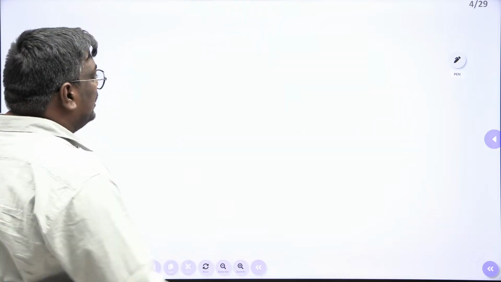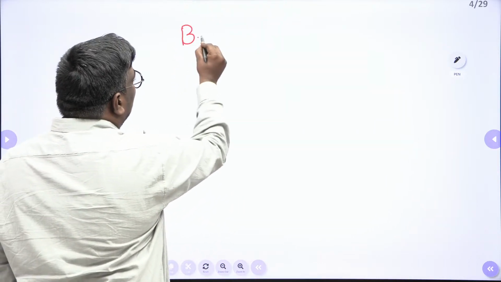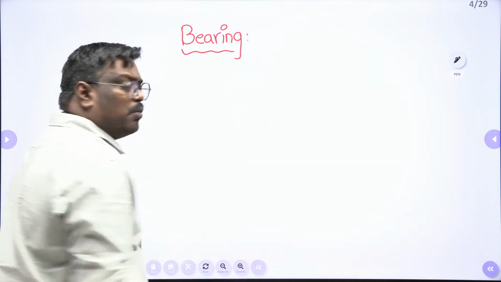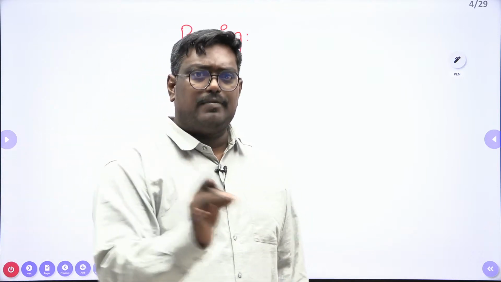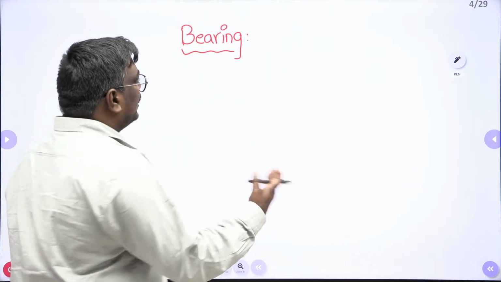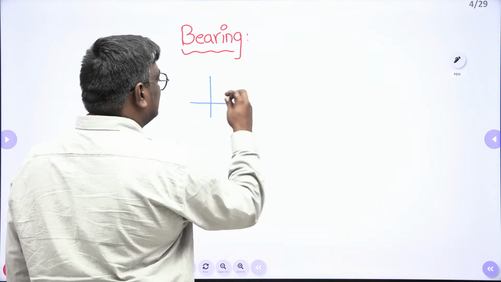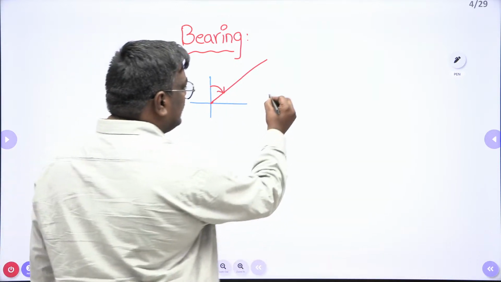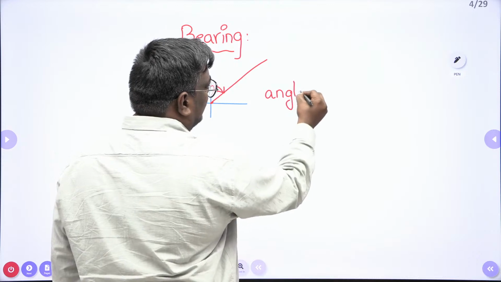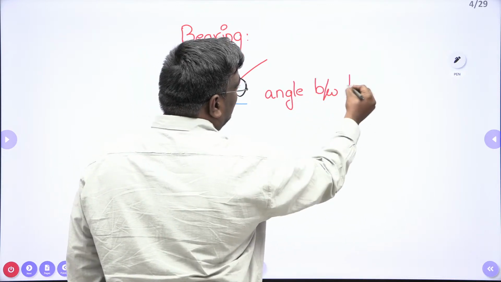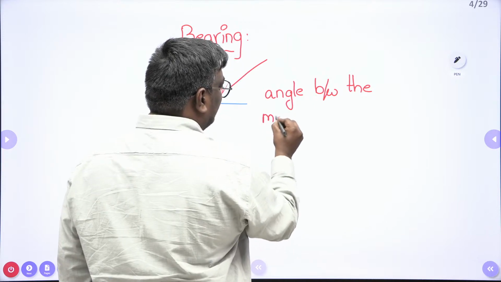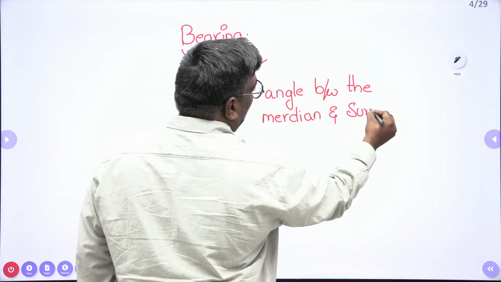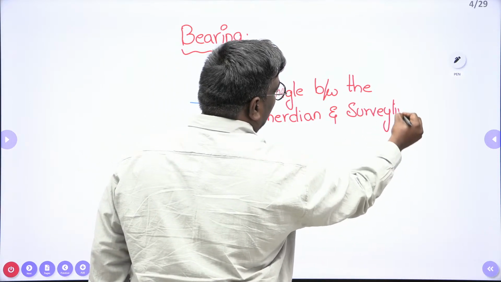Now similarly, my dear students, when I talk about bearing, what is meant by bearing? This is the common question everyone asks me: Sir, what do you mean by bearing? My dear students, if you want to understand the problems related to traversing or compass surveying, this is very important. What you mean by bearing is the angle between the meridian and the survey line. Bearing is the angle between the meridian and survey line. I hope you are clear what is meant by meridian and also bearing.